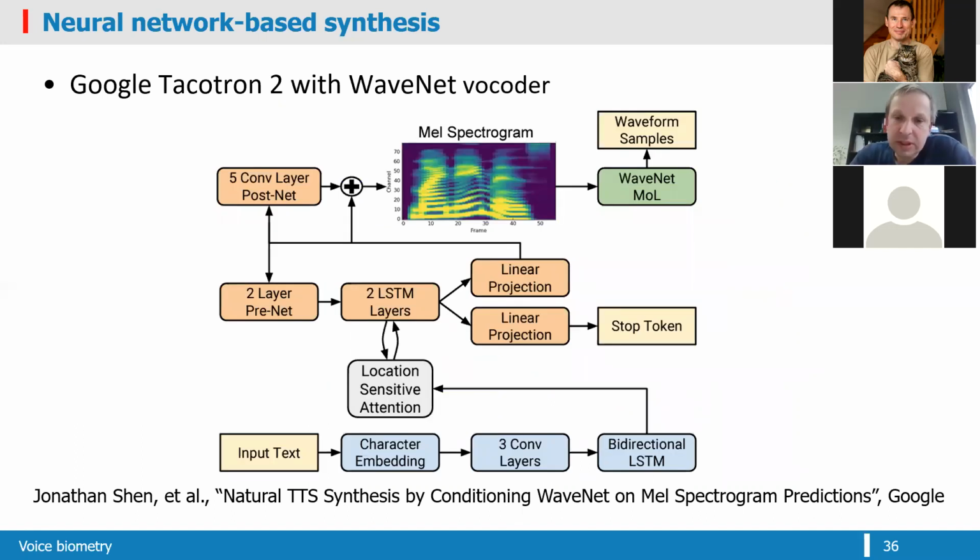This is a detailed architecture of such a system, basically one that could come from Google. It's an encoder-decoder architecture with attention. You can see in blue the encoder part, then there is the attention decoder part, and the final part is the neural network that transforms the Mel spectrogram to waveform.